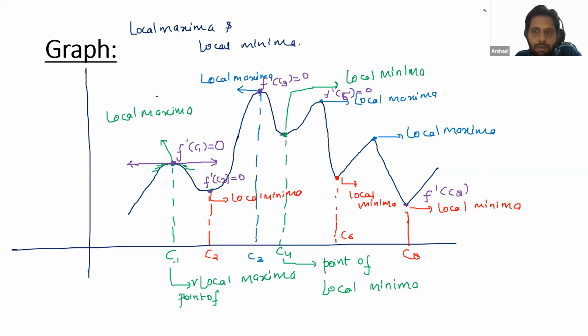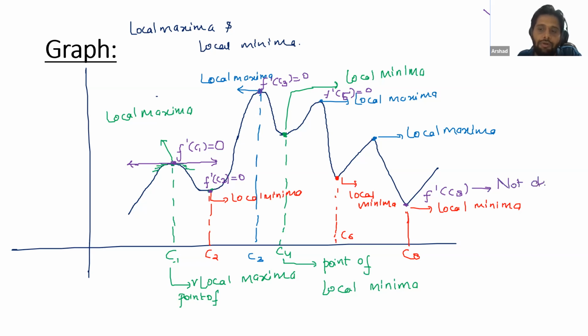If we have a corner point, then is the function differentiable at this point or not? It is not differentiable. Okay, so here we have a corner point. That means if you differentiate at this point, it will not be differentiable. So we will say that f dash C8 is not defined.